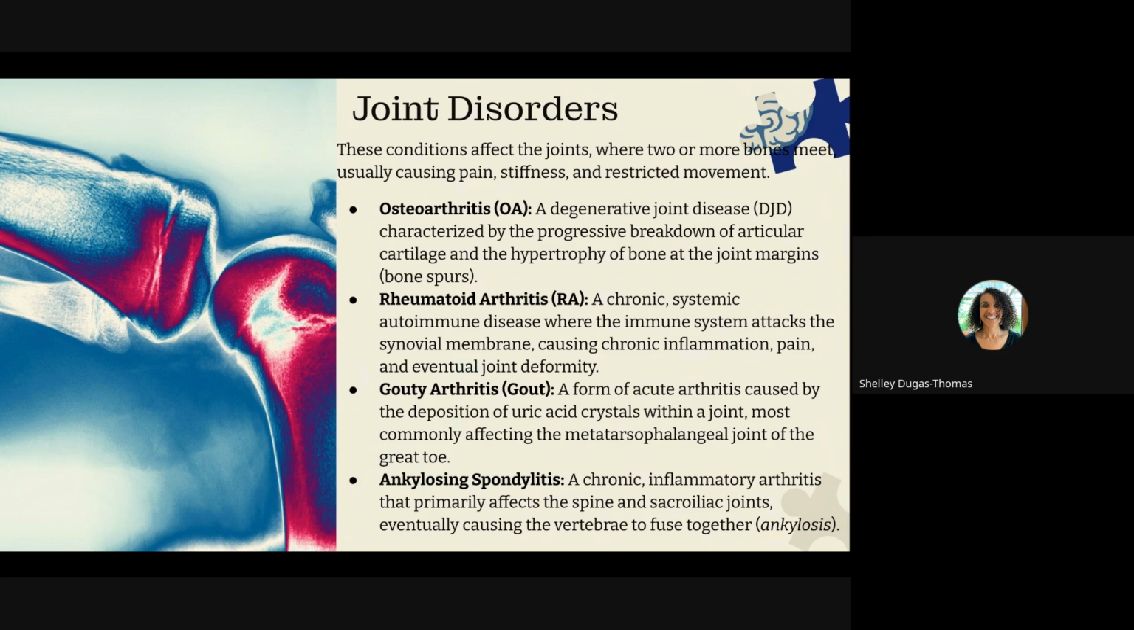Osteoarthritis, wear and tear arthritis, is a degeneration of the articular cartilage. Rheumatoid arthritis is an autoimmune attack on the synovial membrane, and gout is a metabolic arthritis caused by uric acid crystals settling in a joint, typically in the big toe.